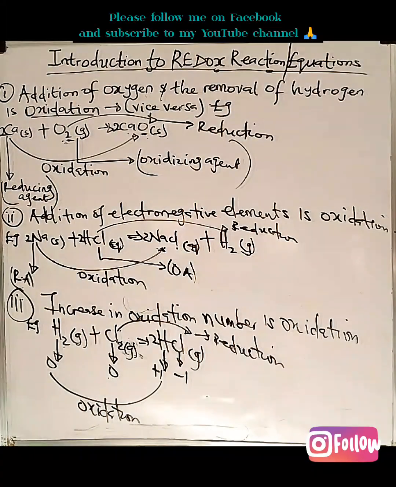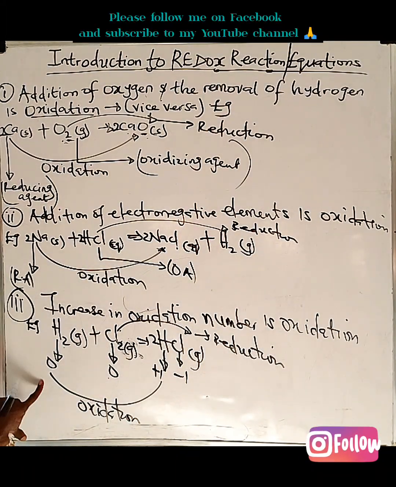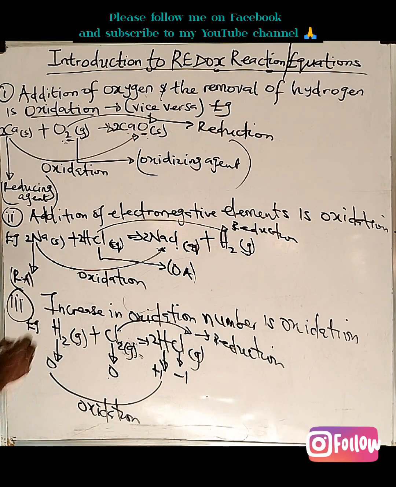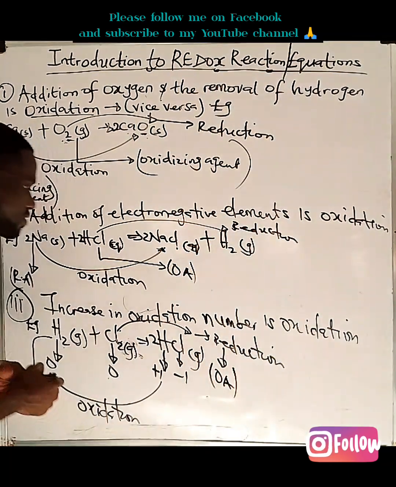So if there's a reduction, don't forget, oxidation number here is 0, oxidation number here -1. Oxidation number here is 0, oxidation number here +1. So it means hydrogen is a reducing agent. Whatever undergoes oxidation is a reducing agent. Whatever undergoes reduction is an oxidizing agent.